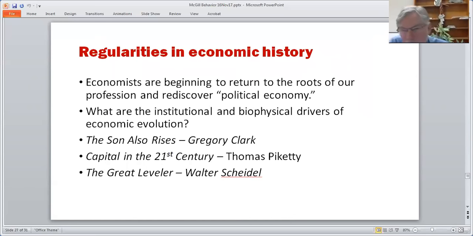Okay, just these regularities in economic history, the importance of looking at these larger scale examples, both in space and time. There's a lot of really interesting work being done on these large sweeps of history, biophysical drivers of economic evolution. And these are all books in the last year or so. The first one is The Sun Also Rises by Gregory Clark.